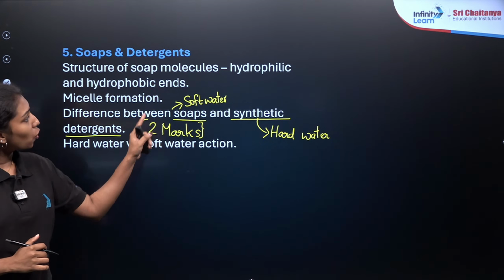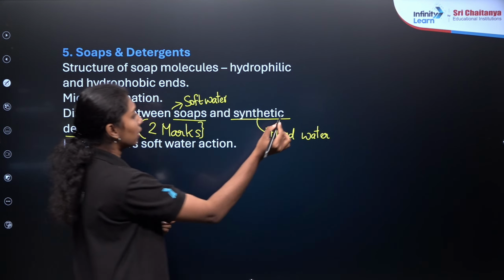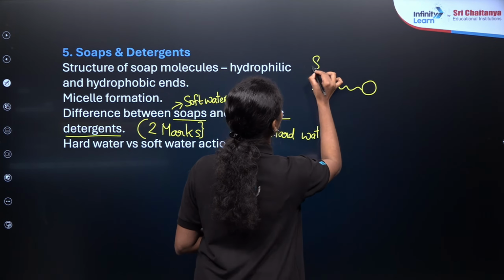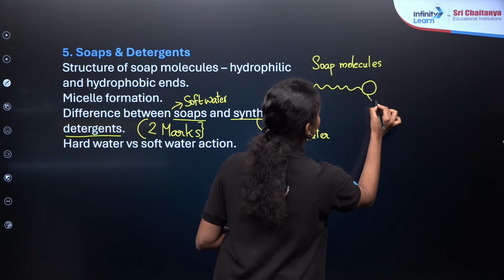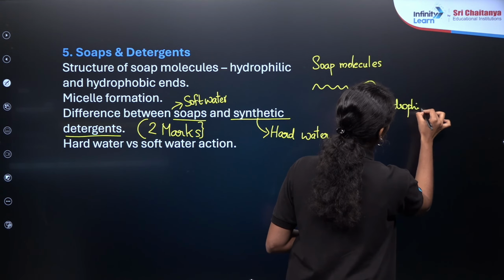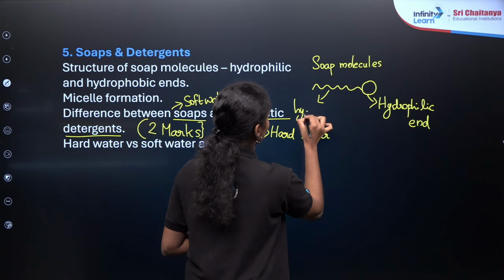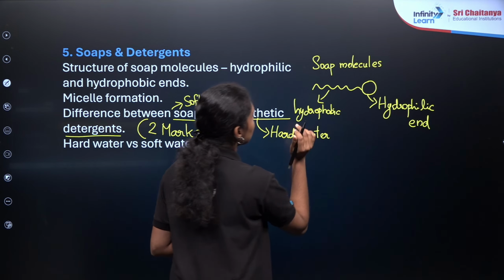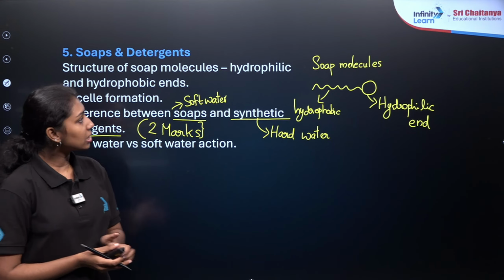Then the next one is the structure of soap molecules, hydrophilic and hydrophobic ends. Maybe you have an idea about the micelle formation, right? For example, if you are drawing the structure of the soap molecule, this is the hydrophilic end, the water loving end. And this tail is the hydrophobic end. Whenever dirt particles are added, they come together to form a circular form known as a micelle. I hope you remember. This is about the structure of soap molecules.